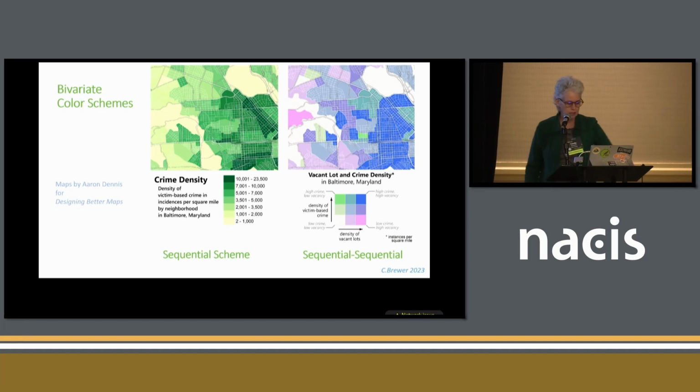I talk about it a little bit in my book, Designing Better Maps, and here's one of the sequential schemes and then a combination, in this case, crime and vacant lots.